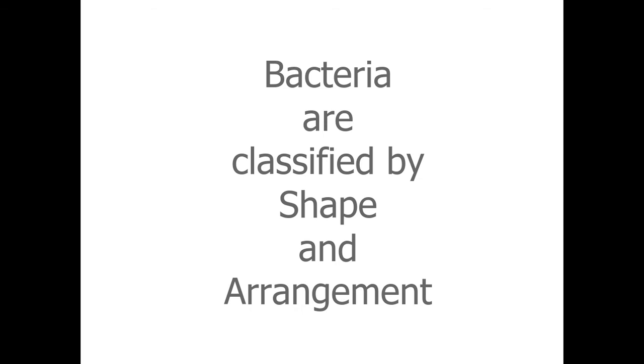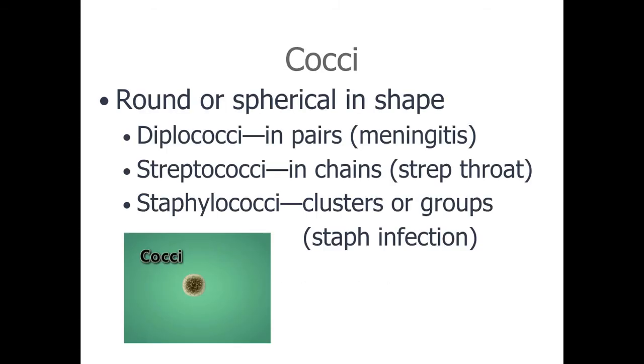Bacteria in general is classified by different shapes and then also the arrangements. And you guys will need to know the differences. So you have your cocci bacteria. Cocci bacteria are round or spherical in shape. You have three major types of these bacteria shapes. So you have your diplococci.